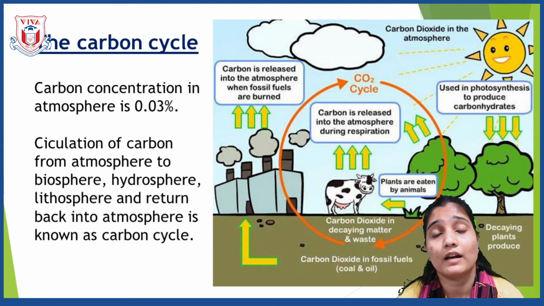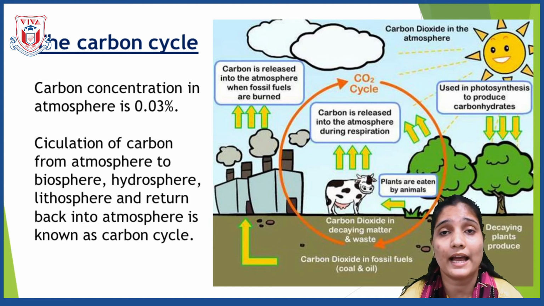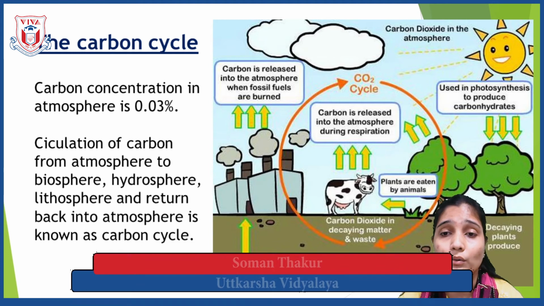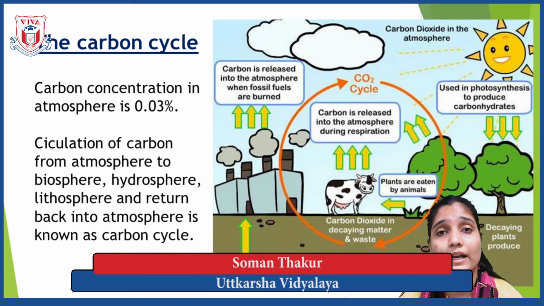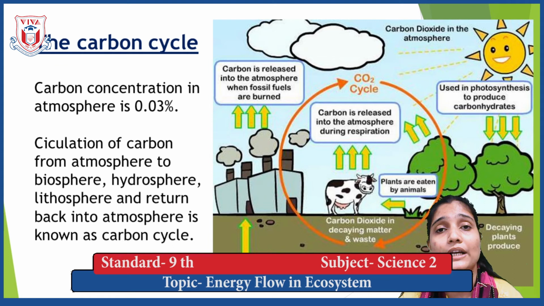Plants require carbon dioxide during the process of photosynthesis. So, plants take atmospheric carbon dioxide during photosynthesis. And when plants are eaten by animals, the plant's carbon transfers into the animal body. And when plants and animals respire, they release carbon dioxide again into the atmosphere. So this is the cyclic flow of the carbon cycle.